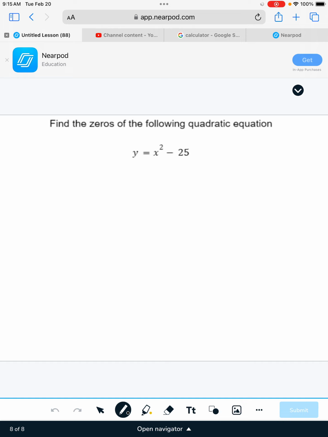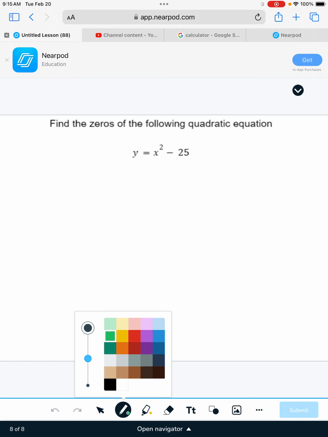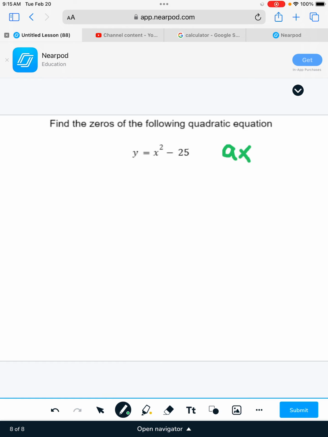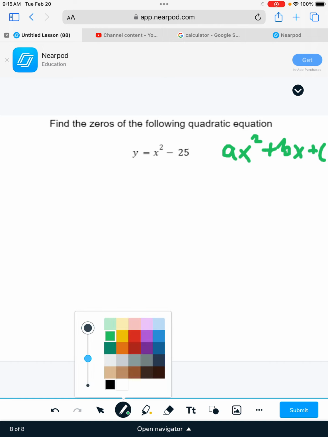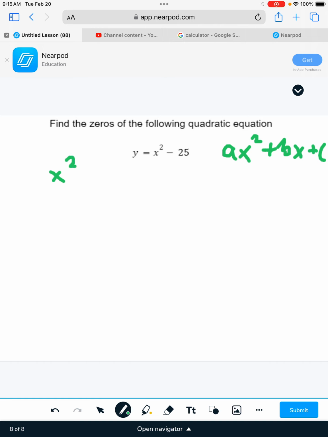Last but not least, x squared minus 25. Don't forget, the equation you're looking for is ax squared plus bx plus c. In this case, I don't have bx there. There's literally nothing there. So when I go to rewrite this, x squared plus bx, there is no bx. There's a 0 x's there. And then that minus 25 at the end, we can still factor this out. And we can solve for our zeros. Pretty easy.